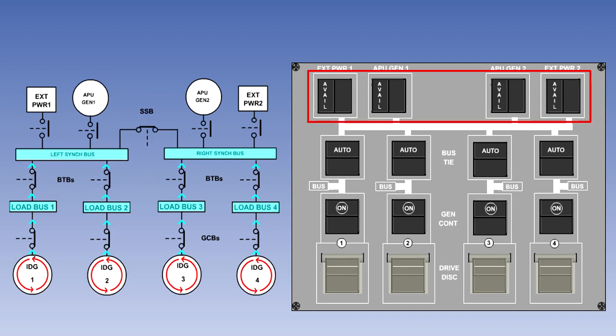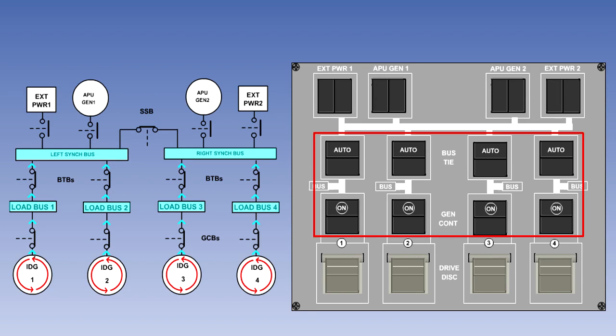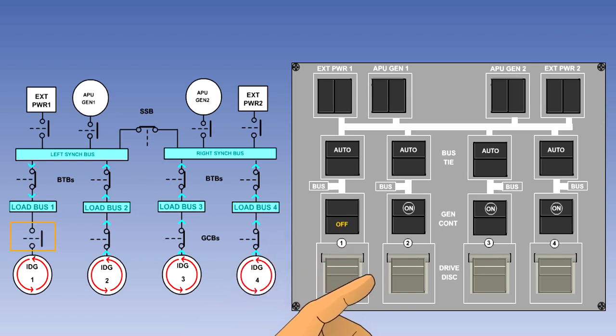The system is almost completely automatic. The pilot does not normally make any selections apart from selecting the APU generators or external power on. If it is required, he can latch out any of the GCB or BTB switch lights, locking the associated breaker open.